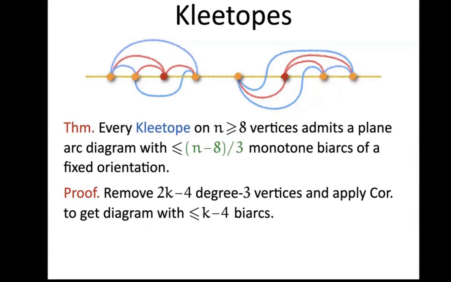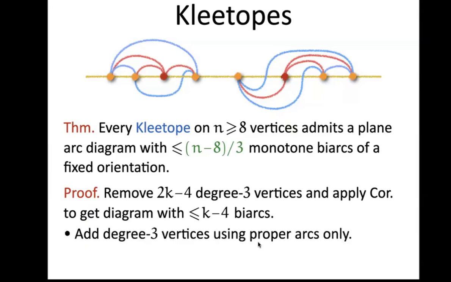So we kind of ignore these new vertices, and just apply the previous algorithm on these k vertices that form the starting triangulation. And using this previous algorithm, we get at most k minus 4 biarcs, such that every triangle crosses the spine in addition. And now that means we can add all these degree 3 vertices using proper arcs only. So the number of biarcs remains the same as before.